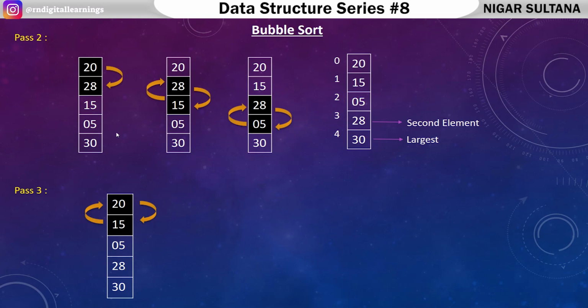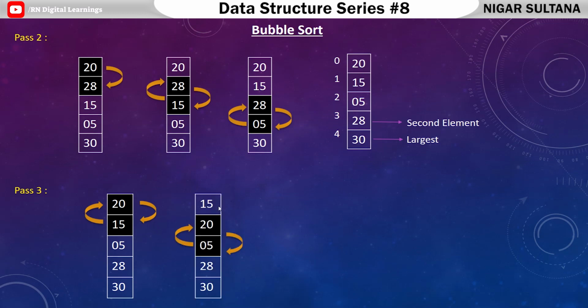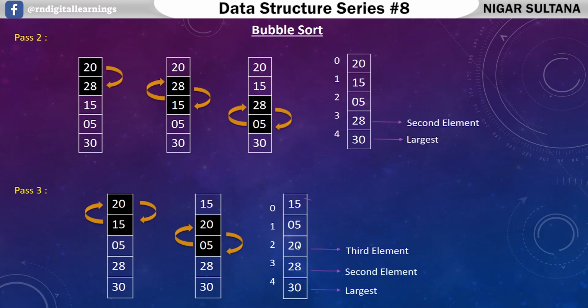Next move to pass 3. Apply the same procedure. Comparison of the first element with the second element. Is 20 greater than 15? Yes. If it's greater, then swap. 15 goes up and 20 comes down. Yes, 15, 20. Compare the second element with the third element. Is 20 greater than 5? Yes. If it's greater, then swap. Now at the end of this pass 3, my third largest element will be placed at the second location.